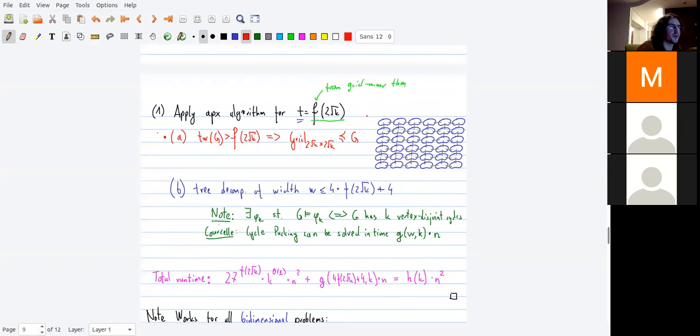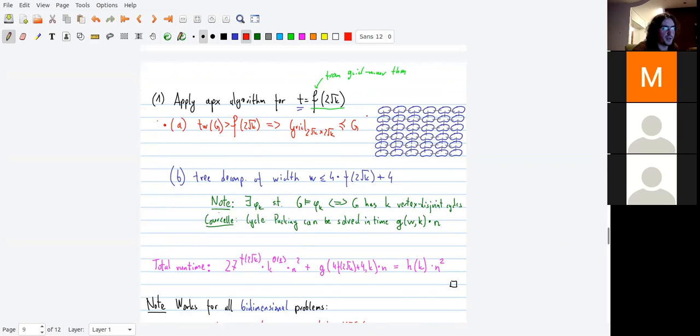So I run my approximation algorithm. There are 2 possible outcomes. Either the Treewidth of the graph is large, or the Treewidth of the graph is small. In case the Treewidth of the graph is larger than f of 2 square root k, then from the grid minor theorem, I get a large grid. I get a 2 square root k times 2 square root k grid as a minor. Yeah, so this is this grid minor that is here on the left.